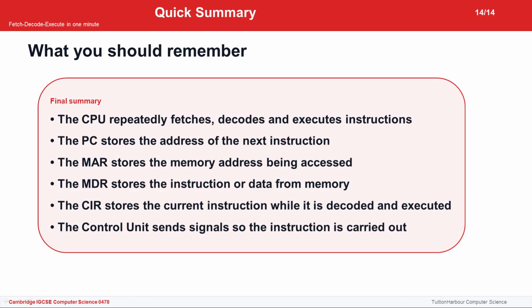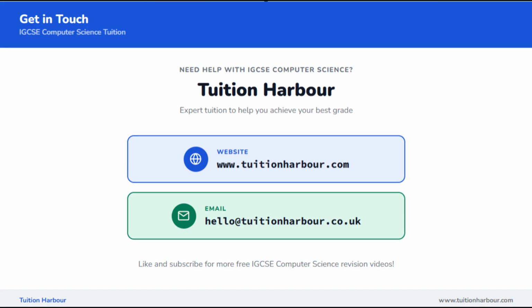Quick summary. The CPU repeatedly fetches, decodes, and executes instructions. The program counter stores the next instruction address. The MAR stores the address being accessed. The MDR stores the instruction from memory. The CIR stores the current instruction. The control unit sends signals to execute it.